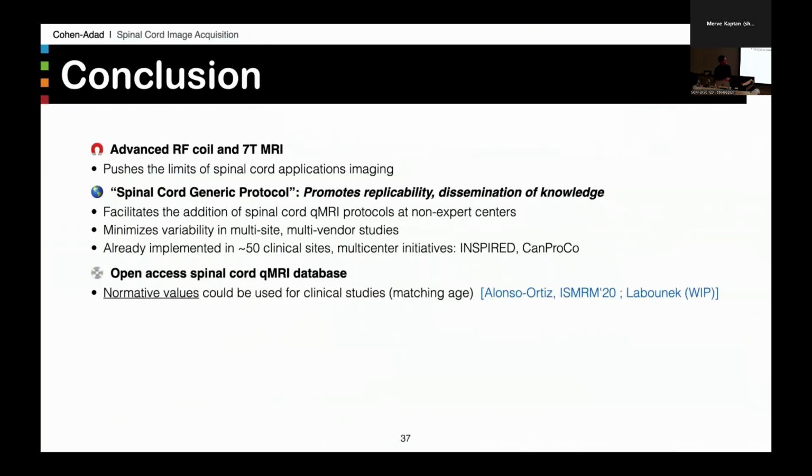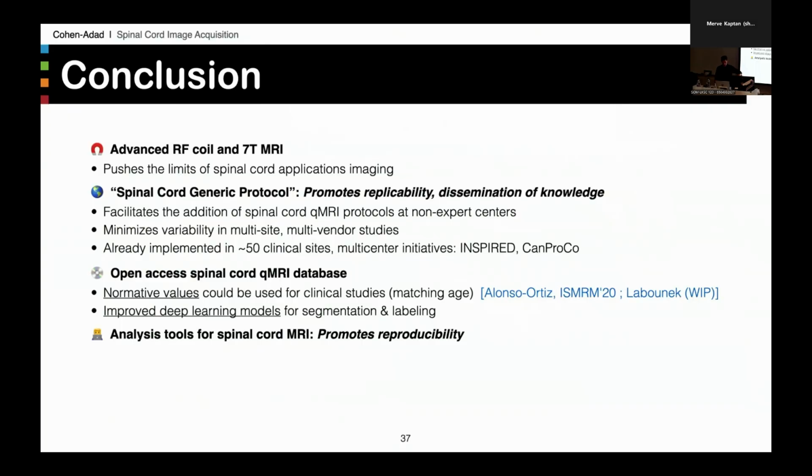With that protocol, we also have an open access database. And we also recently, actually thanks to Merve, put together a multi-site gradient echo EPI dataset that is also hosted on OpenNeuro. So there are more and more open data initiatives.